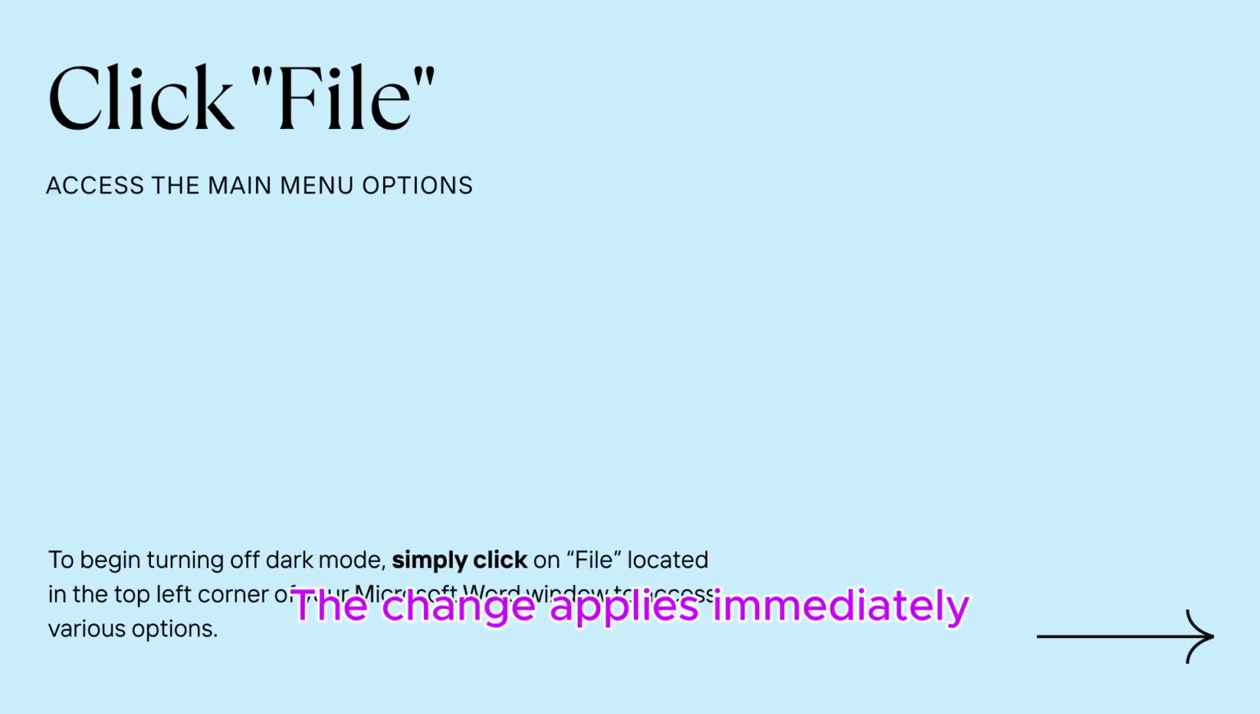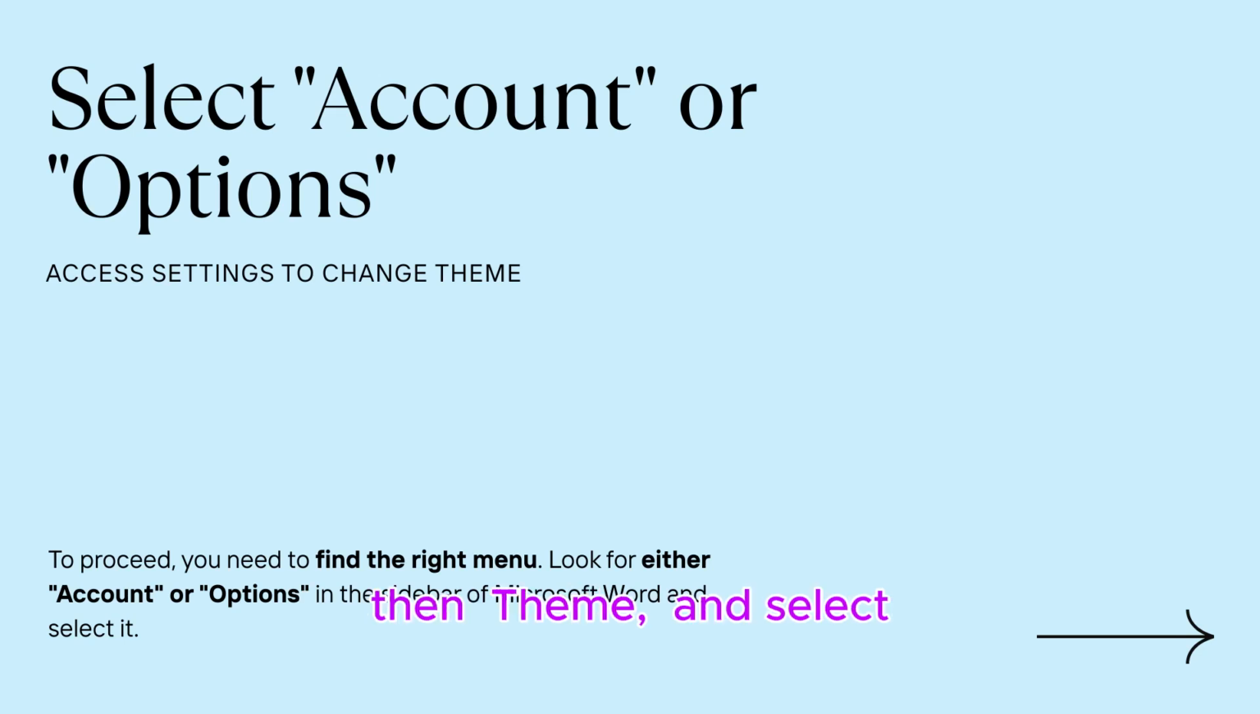The change applies immediately. On Word for Mobile, open the app, tap your profile, go to Settings, then Theme, and select Light.